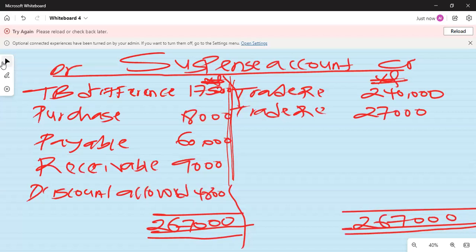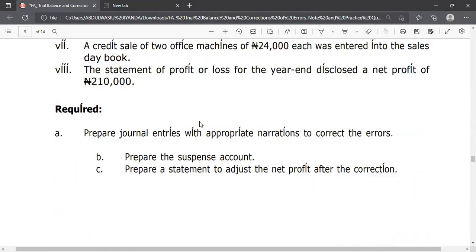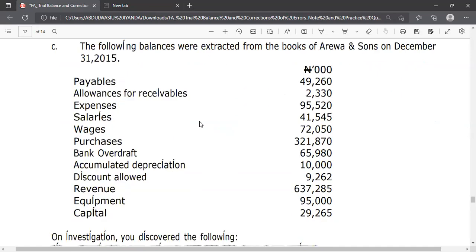Here now, you don't need to prepare the trial balance. You understand? The other way around is that we also have a question like that here too. Let me put it so that everybody will understand what I'm saying. This is what I'm referring to.